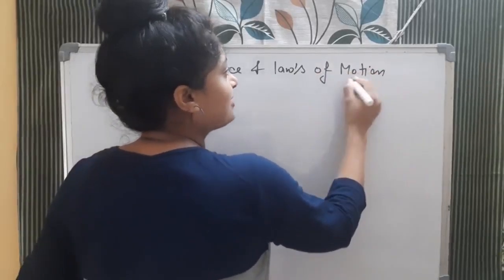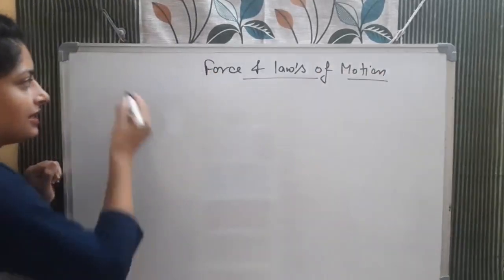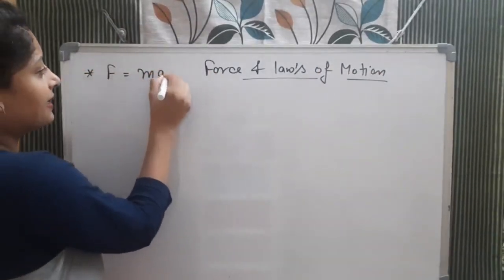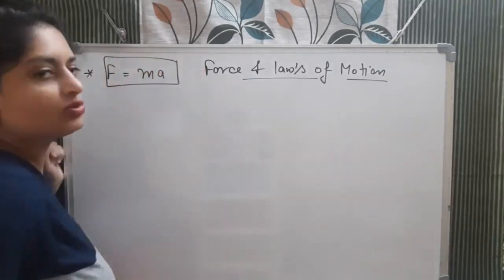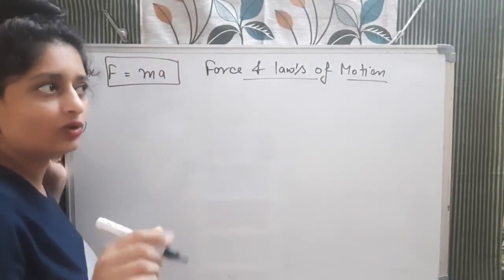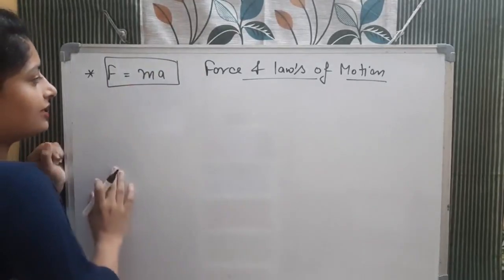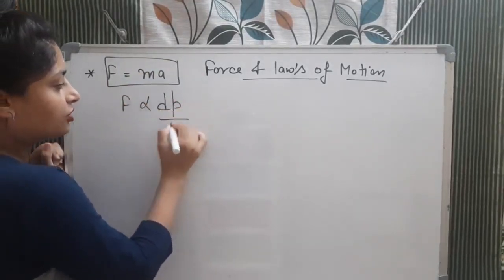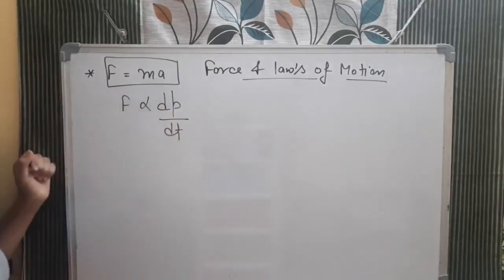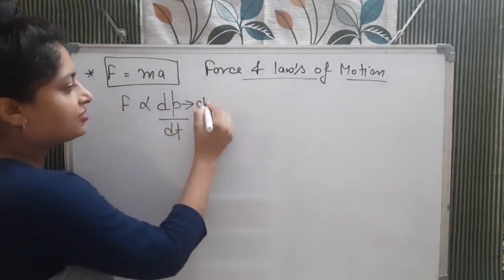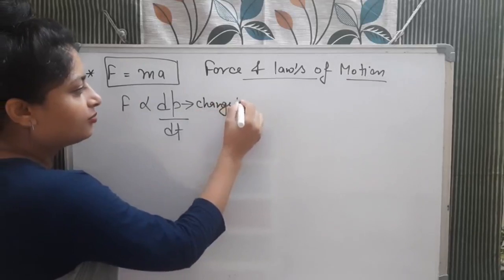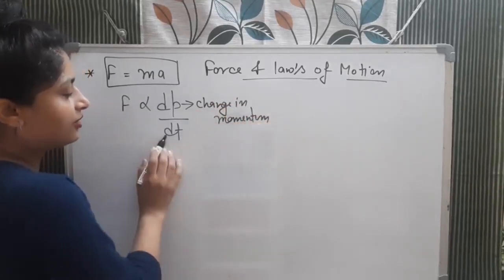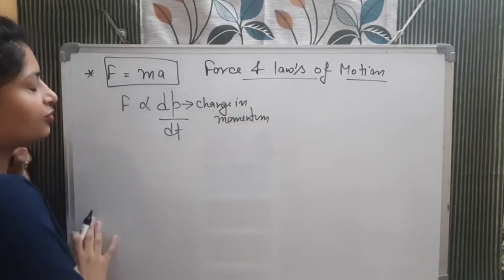Bacha, in this chapter we studied some basic formulas. I just want to tell you about those formulas. Firstly, F is equal to ma. Force is equal to mass into acceleration. According to Newton's second law, we proved that force is equal to mass into acceleration. The second thing, we also studied that force is directly proportional to dp by dt, where dp stands for the change in momentum, and dt for the change in time. F stands for the force.